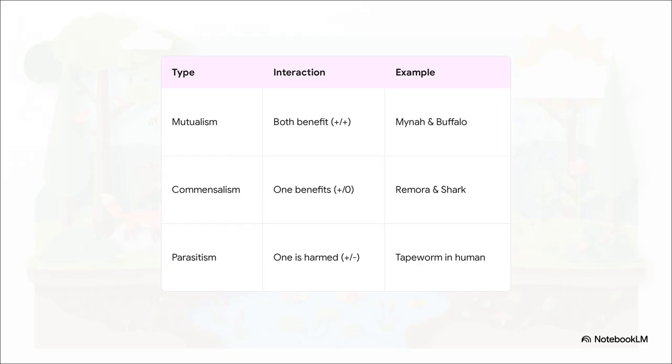Both sides benefit, like a mynah bird getting a free meal by eating ticks off a buffalo, and the buffalo gets cleaned. Then there's commensalism. That's a +0. One benefits, the other one just doesn't care. Like a remora fish hitching a free ride on a shark. And finally, parasitism, a +-. One benefits, but the other one gets harmed, like a tapeworm living inside a person. Yikes.